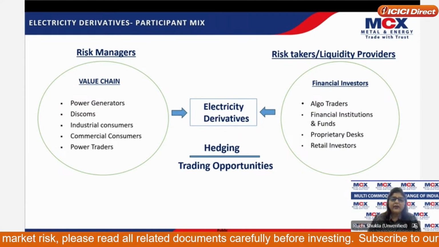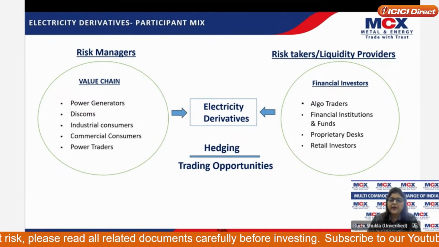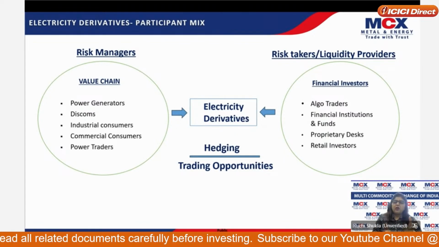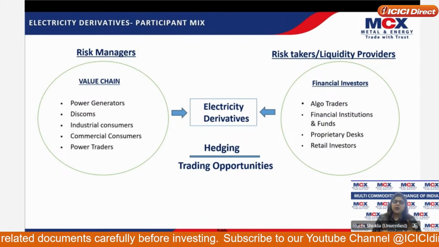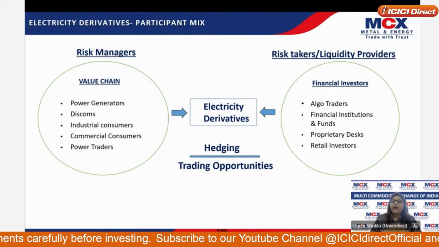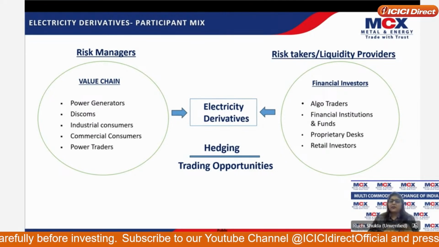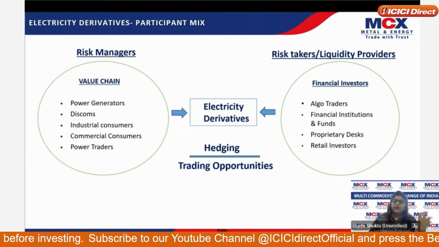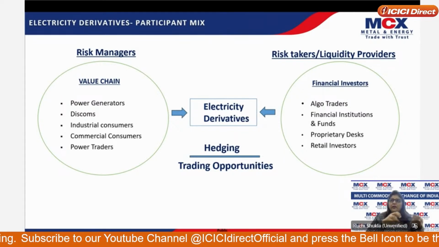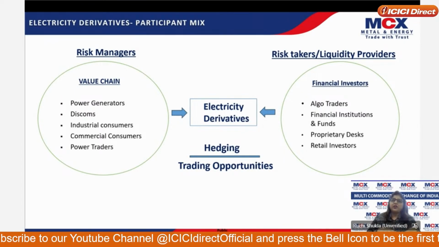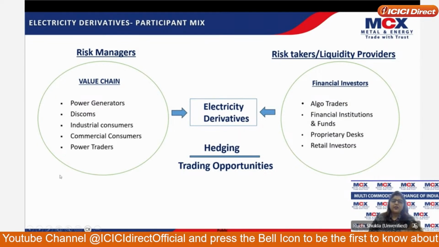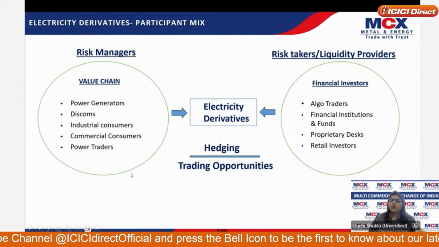And this electricity derivatives market is going to have a unique participant mix. Now, one thing we all understand is that a derivatives market is a combination of different types of participants. On one side, there are value chain participants who will be here to manage the price risk. And who are the value chain participants in this electricity supply chain? So in this supply chain, we will obviously have the power generators, which include renewable generators also. We will have discoms or our utility companies. Then we will have industrial consumers, commercial consumers, and yes, the power traders. Now, this entire section is here to manage the price risk, which we talked about.